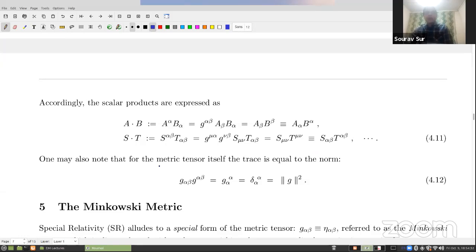You may also note that for the metric tensor itself, you can raise or lower the indices using the metric tensor. When you do that, the mixed form of the metric tensor is nothing but the Kronecker delta, and summed over, that is the trace of the Kronecker delta, which is the norm or length of the metric tensor. So the length of the metric tensor is the same as the trace of the metric tensor. This is a crucial property of metric tensors.